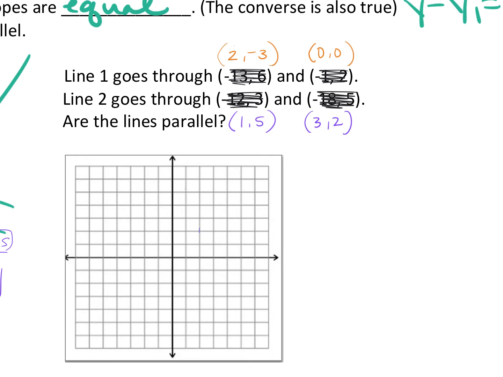Hold on, please. Okay, let's graph the first one. 2, negative 3, 1, 2, 3 is here. 0, 0 is here, right? So this is your orange line.